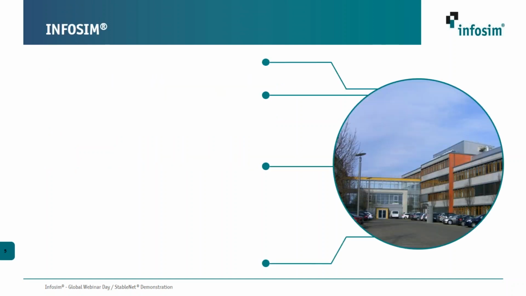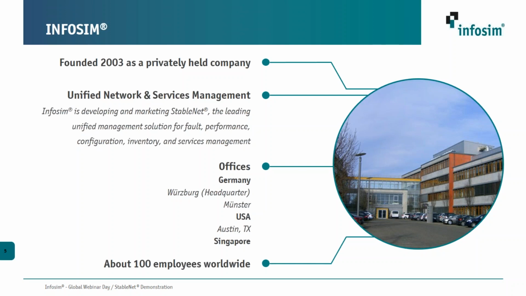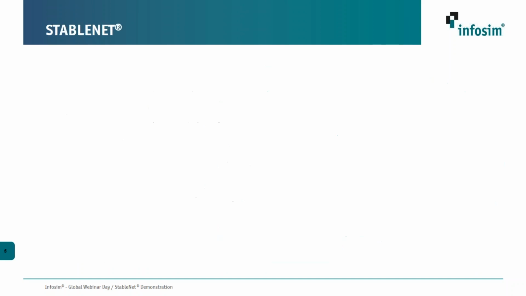So I want to give you a little background information about our company. Infosim was founded in 2003 as a project spin-off from the University of Würzburg. We are a privately owned company servicing customers worldwide. Our main product is a unified network and services management solution called StableNet. Our company headquarters is here in Würzburg, Germany, and this is also where all development is taking place. But we also have offices in Singapore, Austin, Texas, and about 100 employees worldwide.